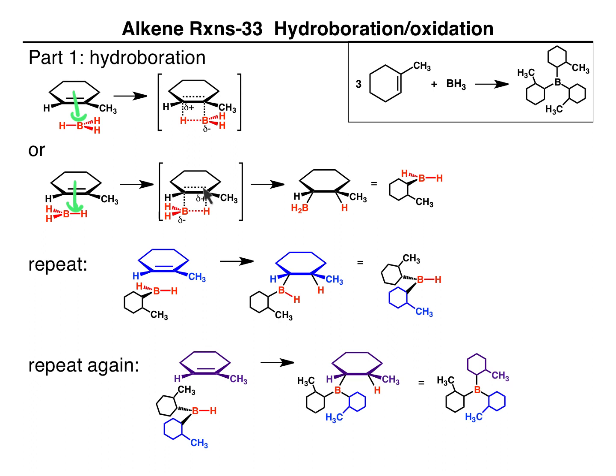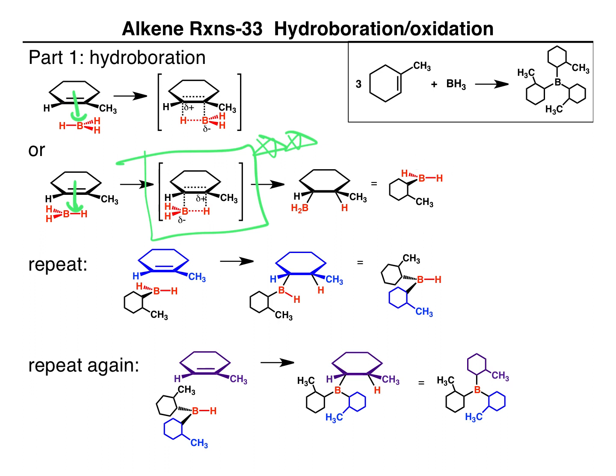So this carbon can better bear the partial positive charge. So between this transition state and this transition state, this is the one that is preferred. So from here, we end up with our hydrogen and BH2. So this is what we get after the first step.